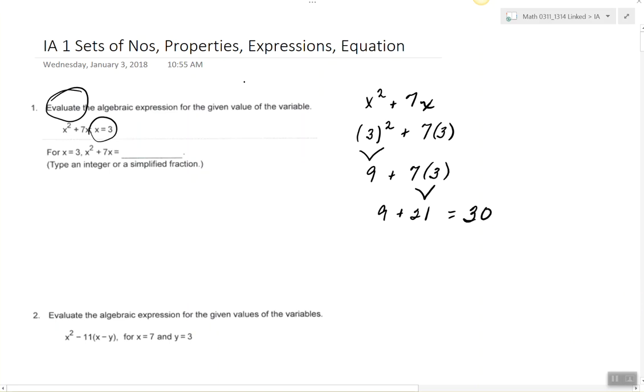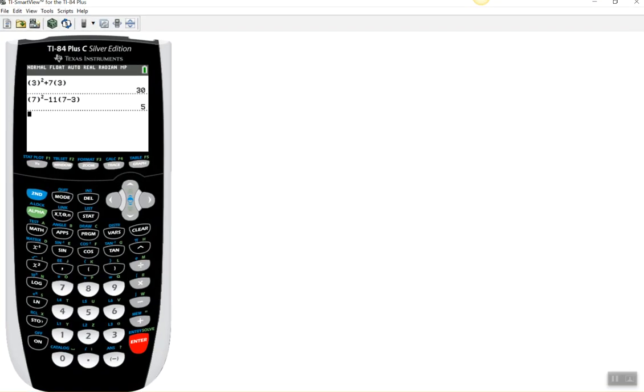I can do this on my calculator also, so I'm going to clear it. And I have open parentheses 3, close parentheses, x squared, which is over here on the left-hand column, plus 7, open parentheses 3, close parentheses. You can see up here that this looks very, very much like what I wrote down. Hit enter, and there's my 30. So the calculator is by far faster.